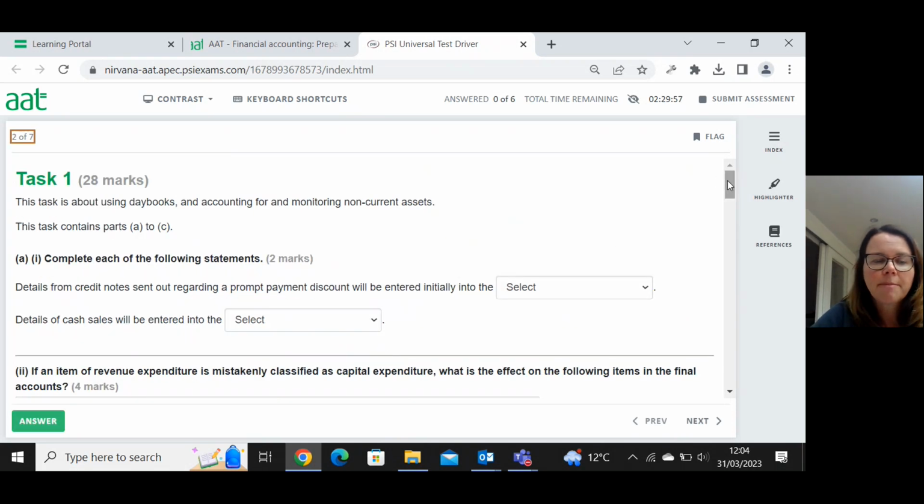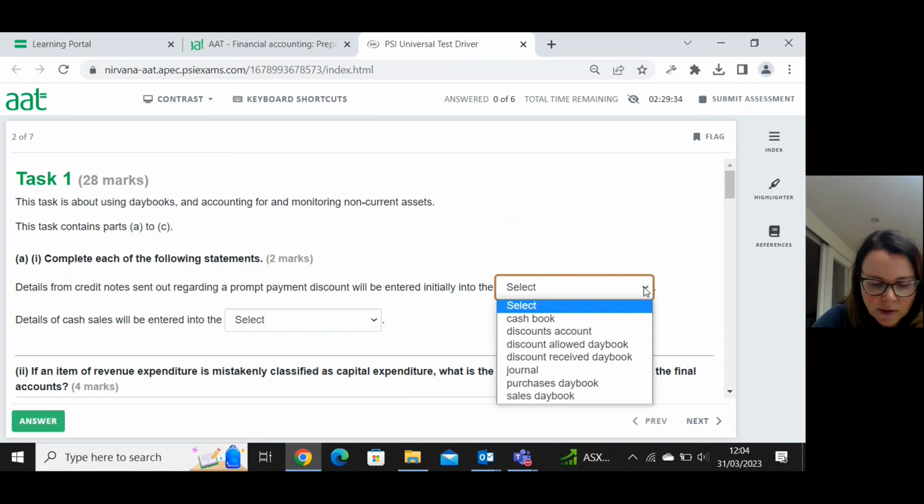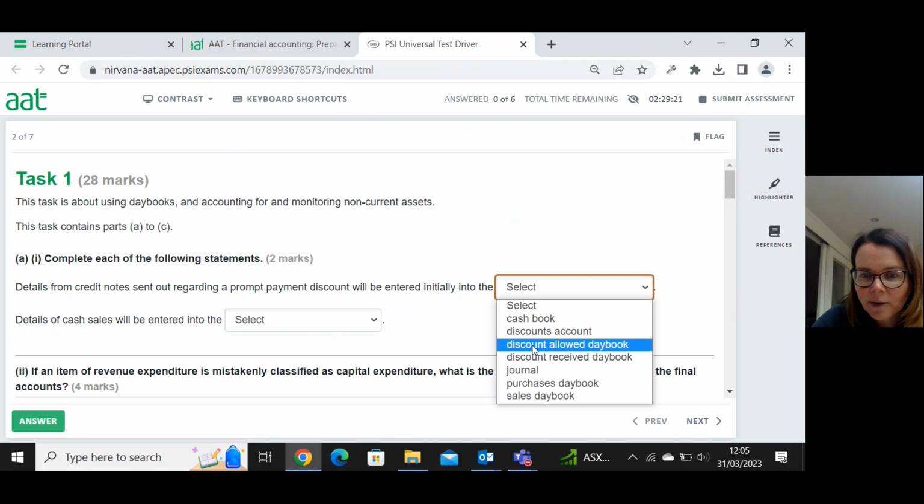Right, task 1, about using day books and accounting for and monitoring non-current assets. Complete each of the following statements. Details from credit notes sent out regarding a prompt payment discount will initially be entered into the, well, it's a prompt payment discount. They're being sent out, so they must be being sent to our customers. So it must be the discounts allowed daybook.